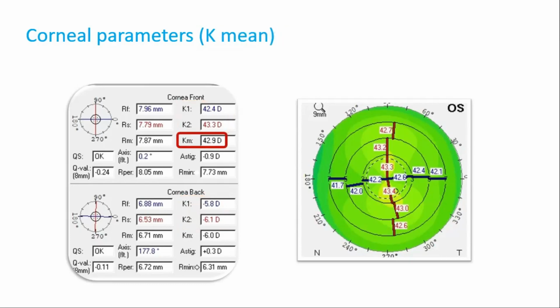The next parameter is K mean. It is the mean curvature power of the anterior surface of the cornea. It is also located in the 3 mm zone. And when the value is more than 48 diopters, then we should have a suspicion of keratoconus.